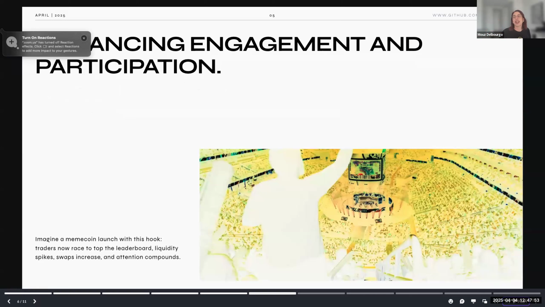So let's do some visioning together. Imagine a meme coin launch with this hook. Traders now race to the top of the leaderboard, causing liquidity spikes, swap increases, and compounding attention. So what does this open the doors for? Monetization opportunities, like copy trading for a fee. Users pay to replicate top trader swaps. Sponsored rewards, where token teams fund pool prizes for leaderboard winners. And social analytics by compounding attention via profiles for high profit traders.